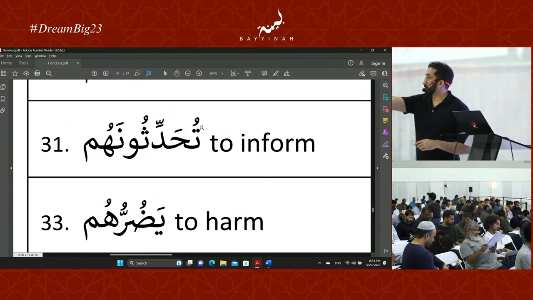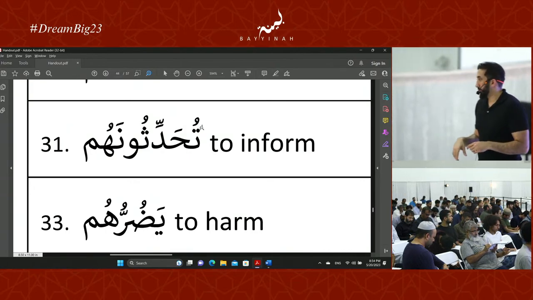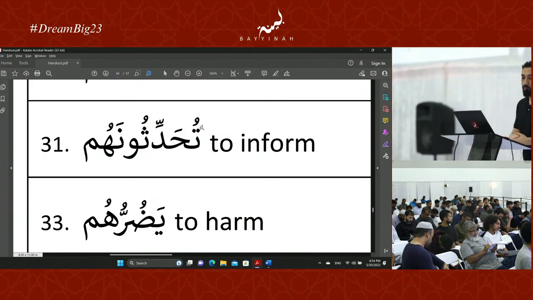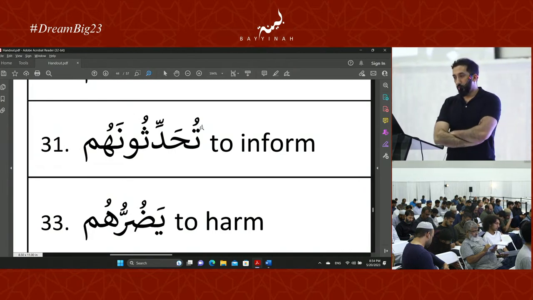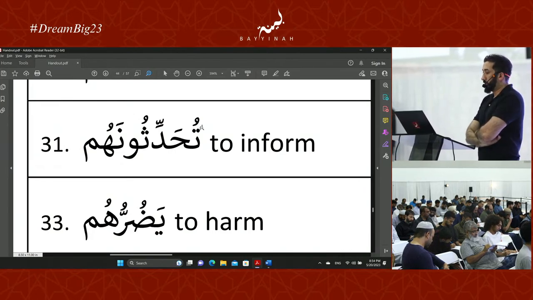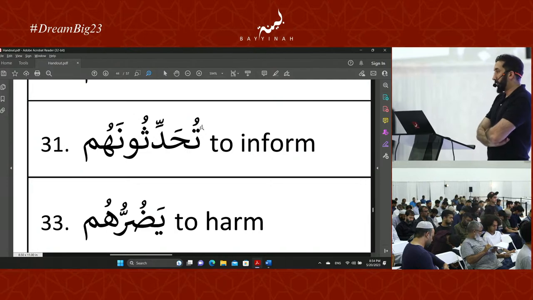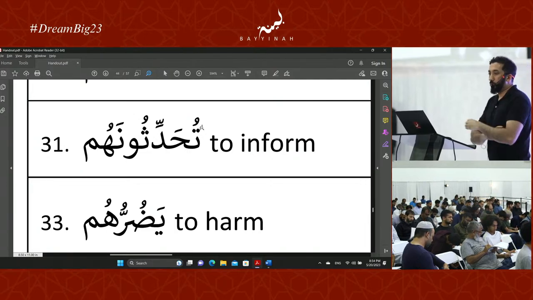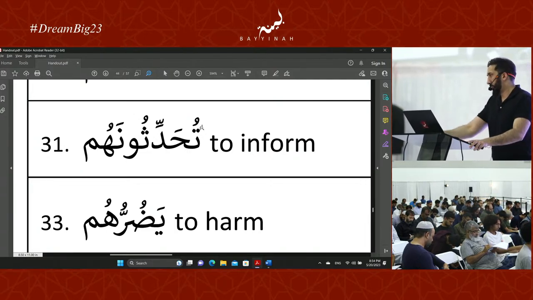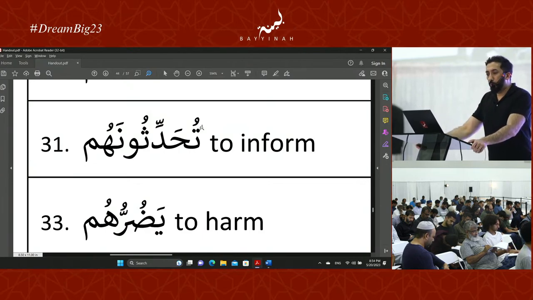Tuhadithunahum. Yes, go ahead. She raised her hand. Let everybody hear. The attached pronoun is hum. Good job. Tu is for tu with una. That's you all. So you all inform them. You all inform them. Yes. It can also mean you all tell them, which is similar. You all tell them.